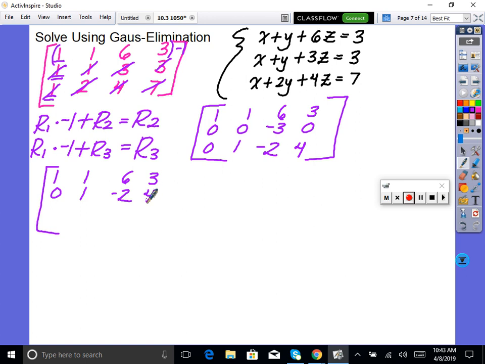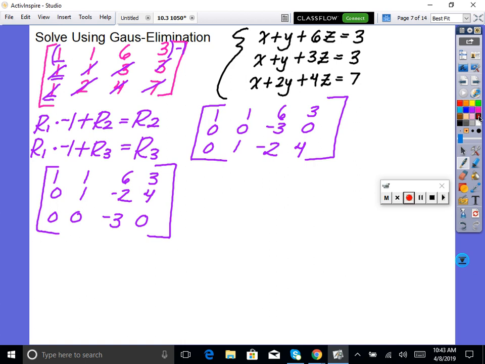0, 1, negative 2, 4, 0, 0. What would that look like though? It'll still be the same system, right? Look, if I went back to here, couldn't I just switch any of these rows and it's not going to change anything? Does that make sense?